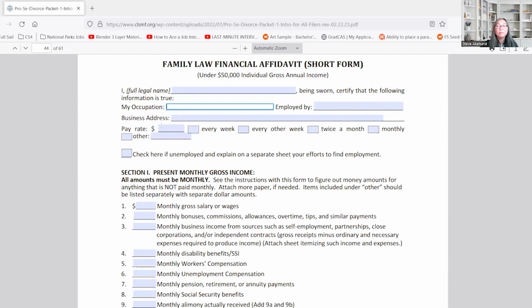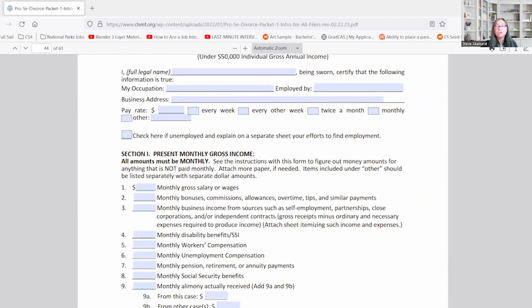Also, if you're unemployed, you have to check there and explain why you're unemployed. If you have space, you could write it there. If not, you could write it on a separate piece of paper. Say, I've been unemployed since COVID, I have not been able to find full-time employment, or I'm in between jobs. Again, the judge doesn't care unless you lie about it. So just make sure you list that for the judge to know.